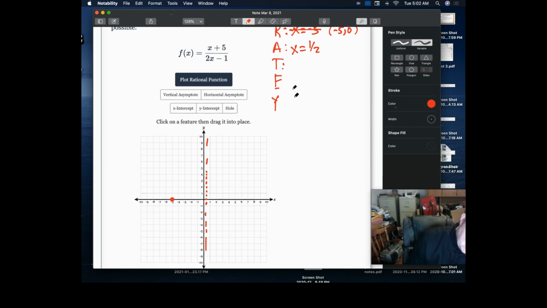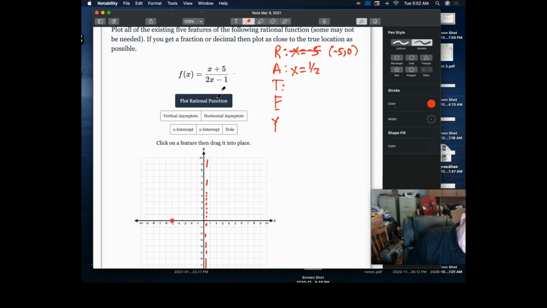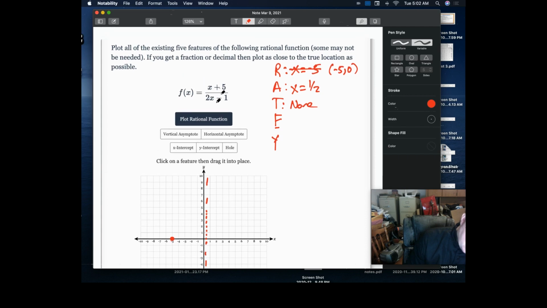Tangentness is if you have any sort of quantity squared effects. We don't have that going on here, so we're going to write none. End behavior is a fancy way of saying what is the horizontal asymptote. So notice the exponents are the same here. The leading exponents, I'm sorry, the degrees of the numerator and denominator are the same, so we divide the leading coefficients, which is 1/2. So at y equals 1/2. Let's say that's 1/2. Okay.